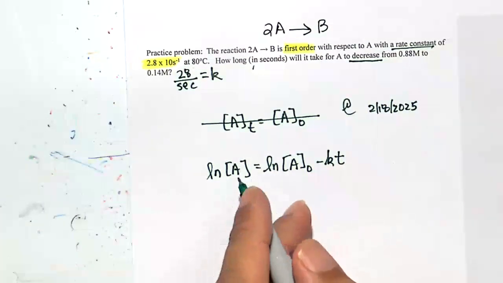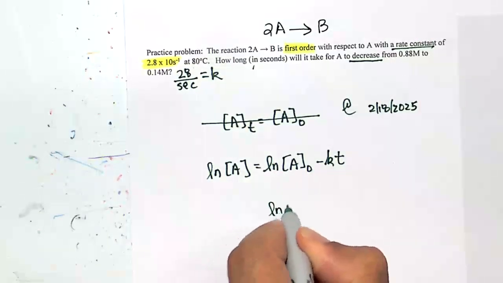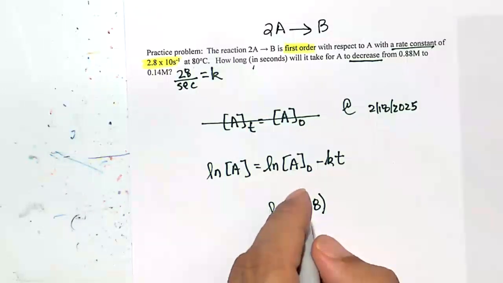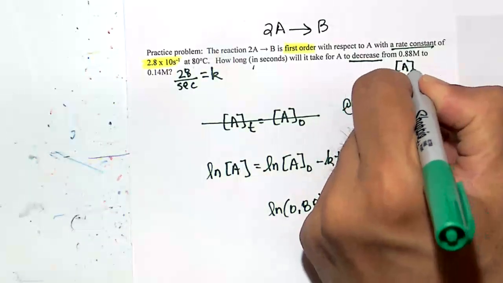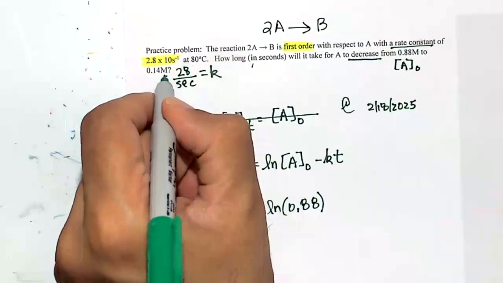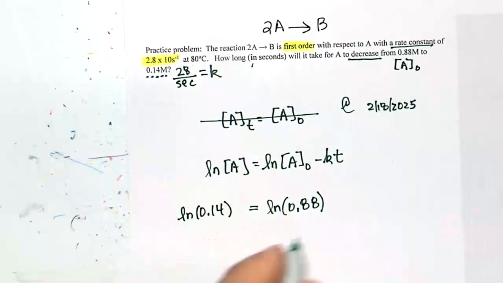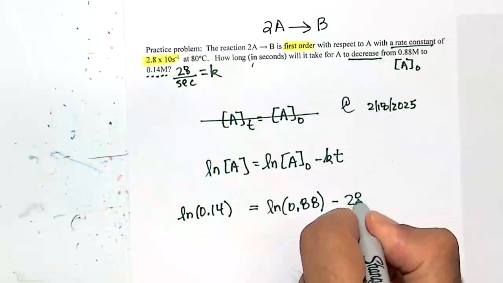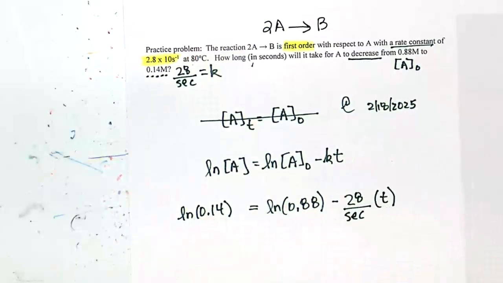All right, so what is A naught here initially? Don't put units inside the natural log. So this is initially 0.88. And then what is the final concentration? 0.14, very good. Minus K. What is K? 0.28 over seconds times t.